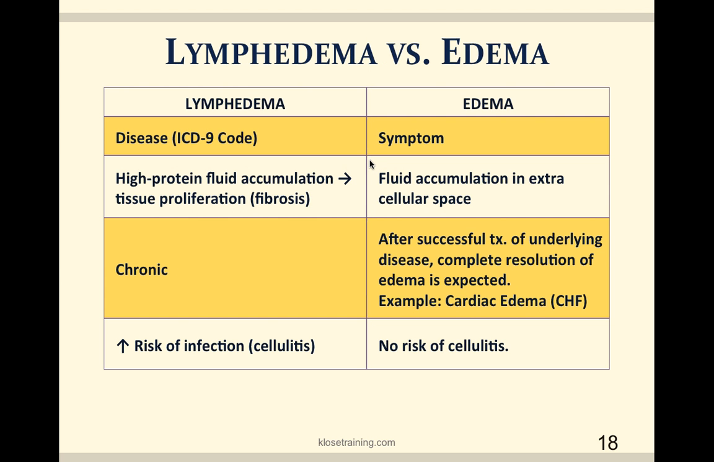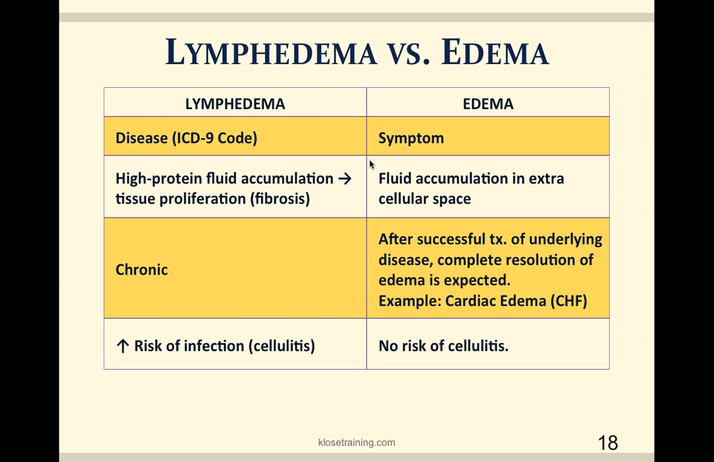So here's a chart that goes over the difference between lymphedema and edema. Lymphedema is classified as a disease. Most of the other edemas are just symptom-based, and they're not classified as a disease, meaning they're going to resolve when the actual disease resolves. It's just a secondary symptom. Lymphedema is a disease. It's chronic.